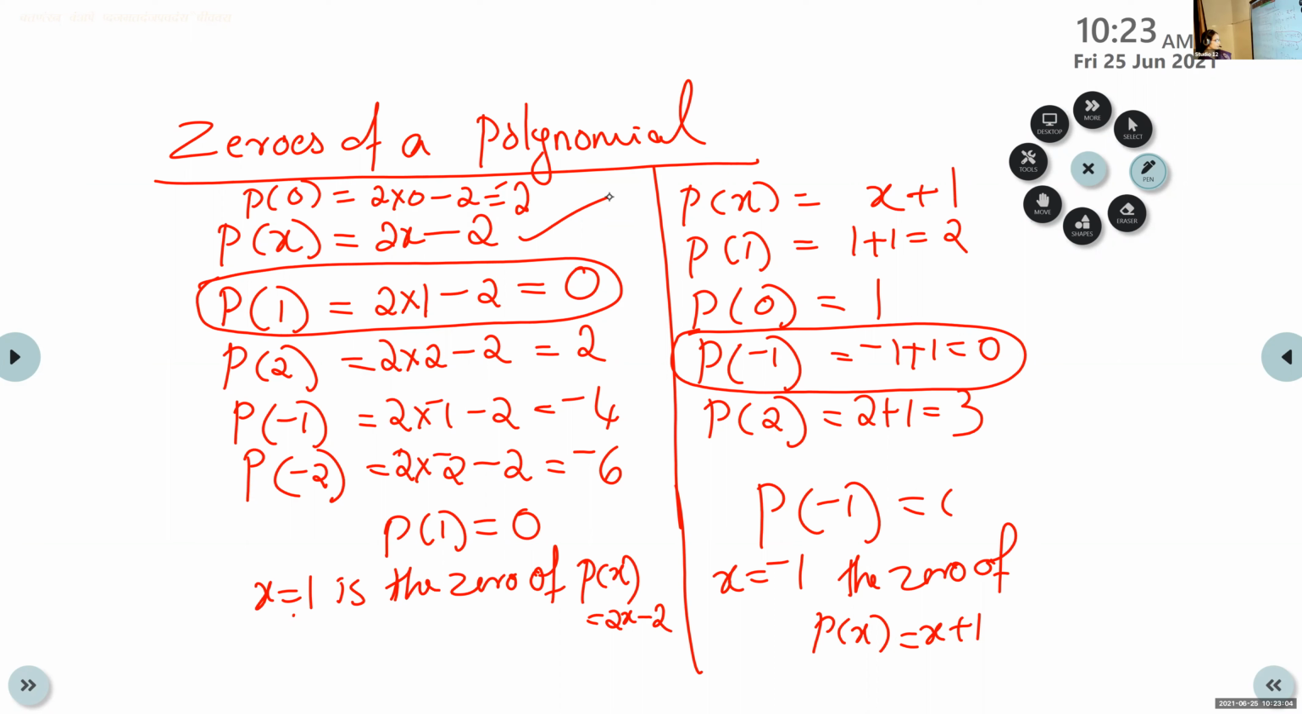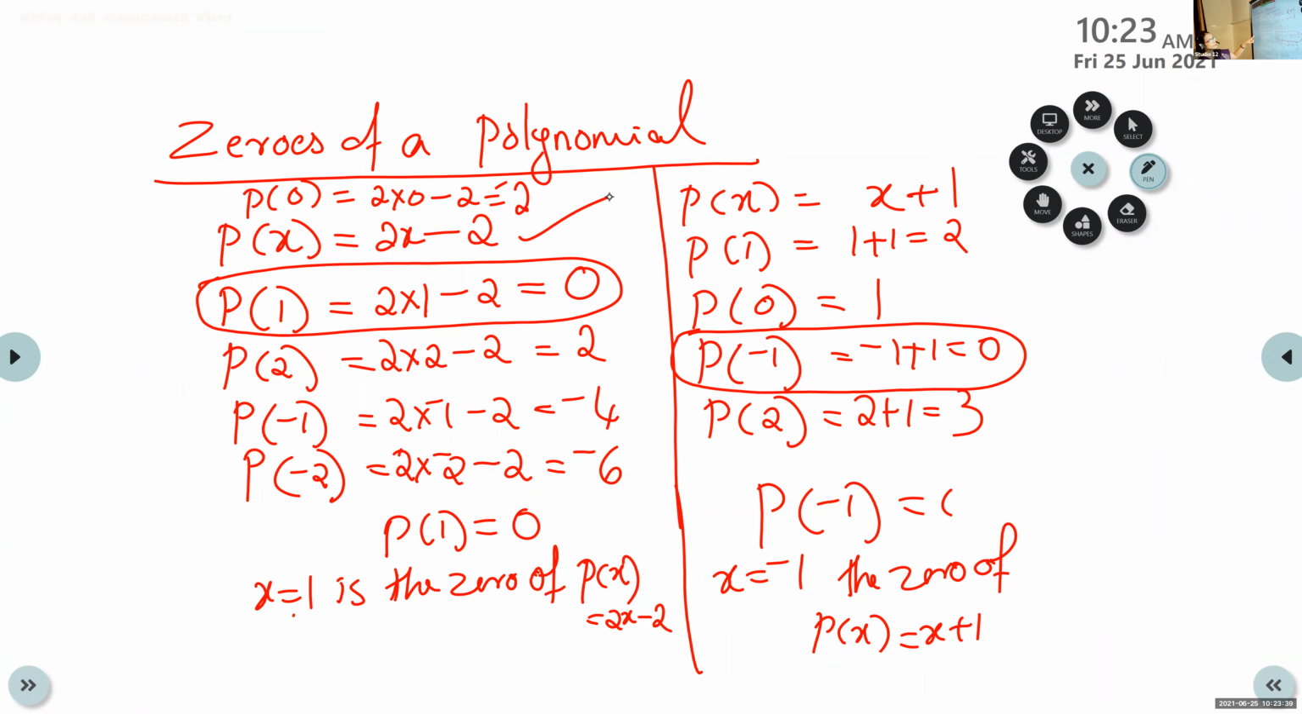Finding zeros of a polynomial is a very important topic. This year and next year also, we have this chapter. Which question? P of x equal to 2x minus 2. Then find p of 1, p of 2, p of minus 1, p of minus 2.